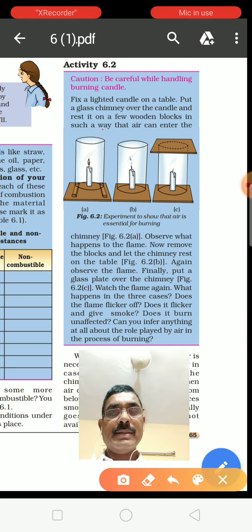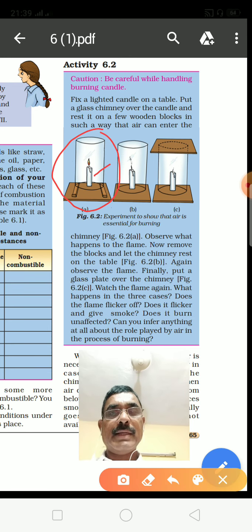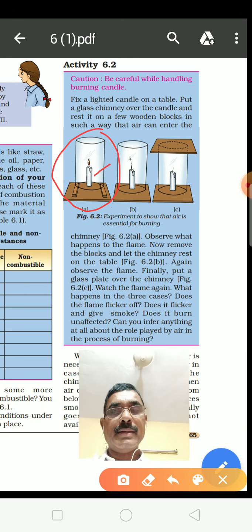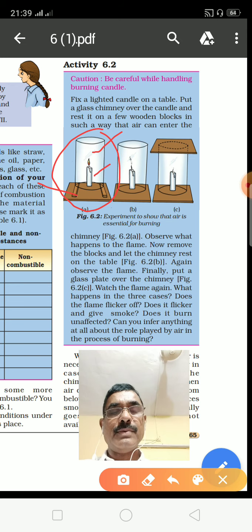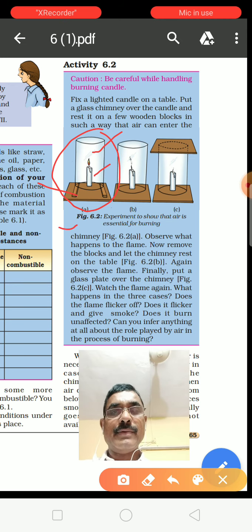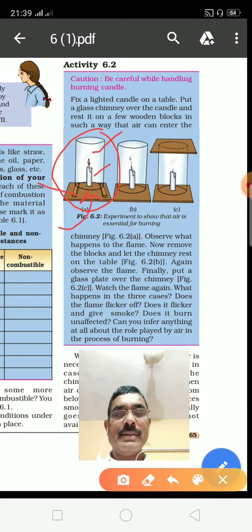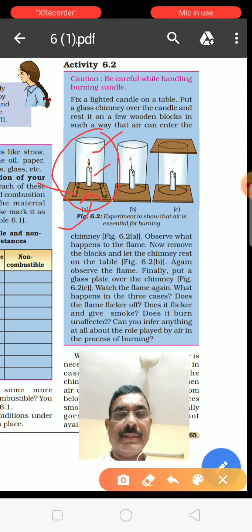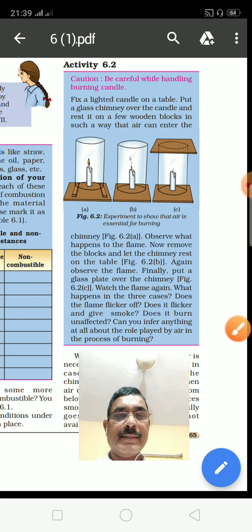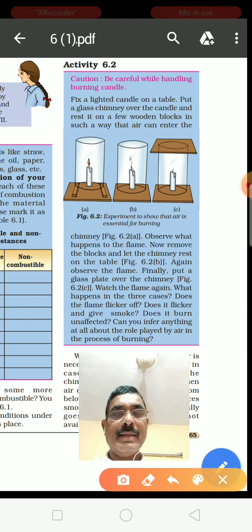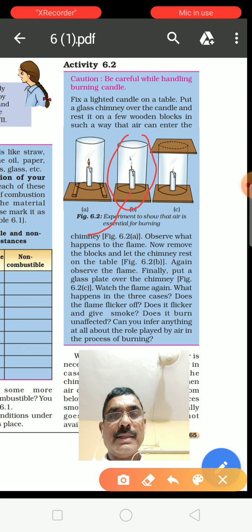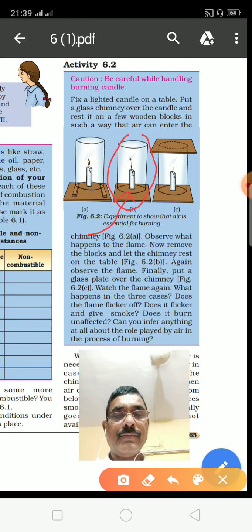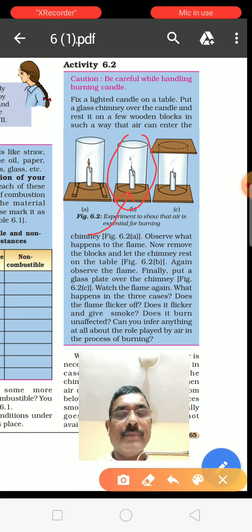So here is the setup, where we see the burning candle, and surrounding that is the chimney which is rested on a wooden block. So air can enter from below so that the candle can burn unaffected. Now in the next setup, that is setup B, when we remove the wooden blocks, no oxygen or air is available from below, so the candle flickers and gives smoke.